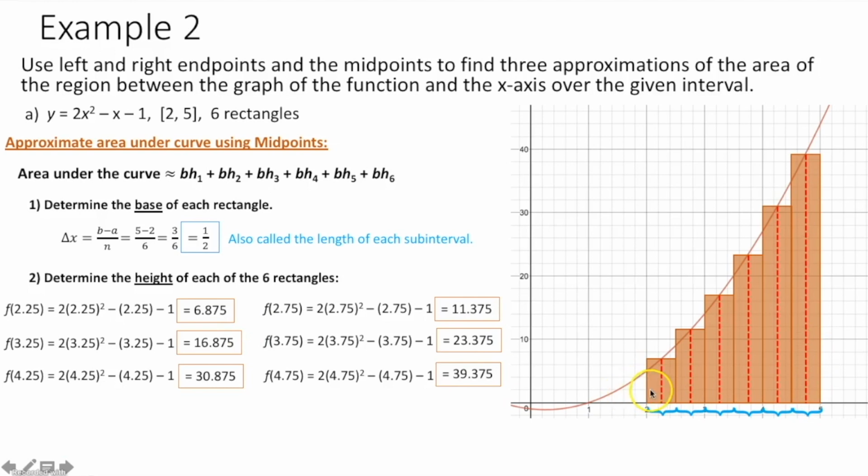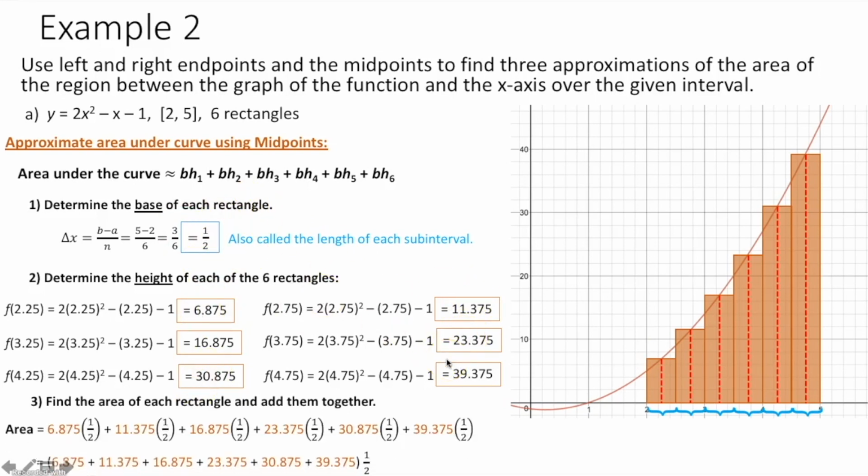Now all I have to do to approximate the area under the curve from 2 to 5 using the midpoint approximation is find the area of each of these rectangles and add them together. So to find the area of each rectangle, I'll do base times height for each, and add them together, and I end up getting an approximate area under the curve of 64.375 square units, or units squared. Now, because I'm using midpoint approximation, I look at concavity. The graph is concave up, therefore this is going to be an underestimate.